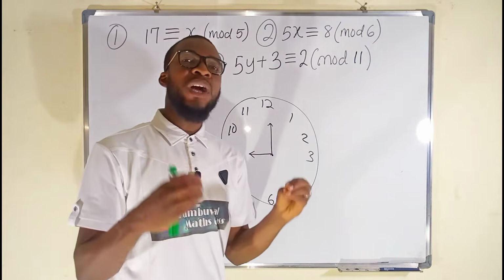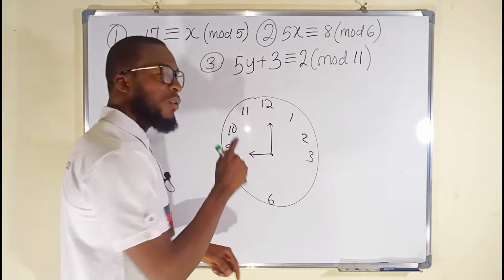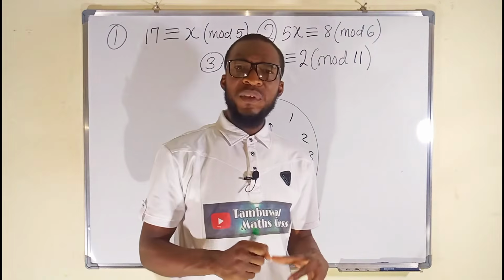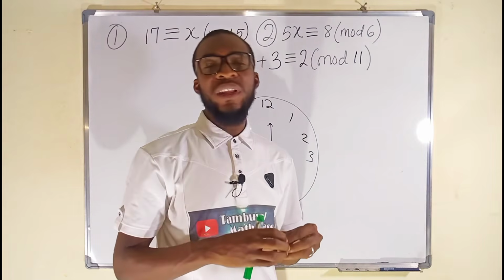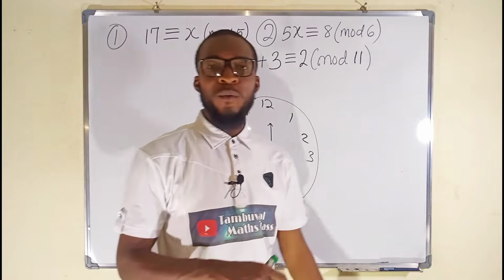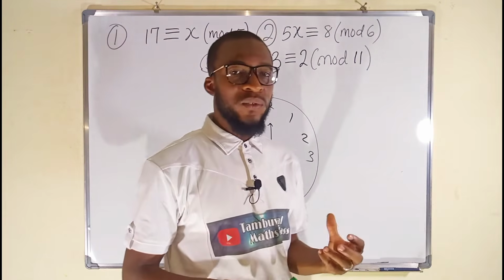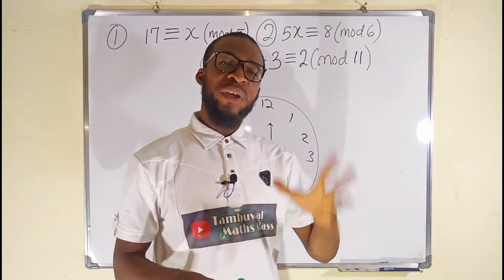And what about if we add 12? From 9, if you add 12, you will come back to that 9. This means that adding 12 to any number in mod 12 is just like adding 0. What if we add 24? 24 is also a multiple of 12, so it's like we have not added anything. But what if we add 25?